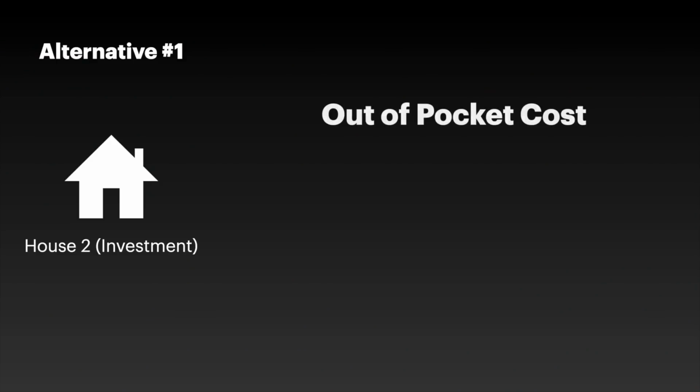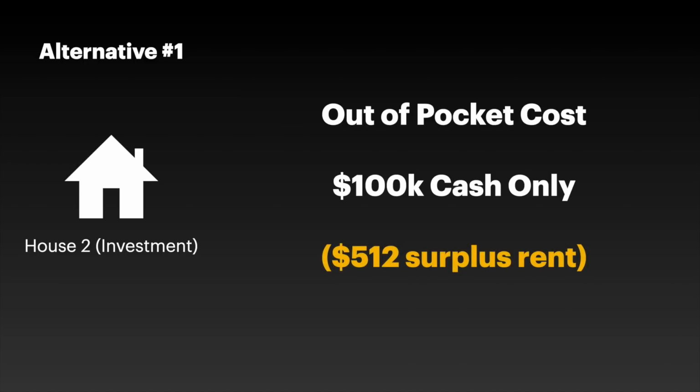And in here, we forked out 100K just like before as a down payment. However, for monthly, we didn't put anything more into this place. We actually got a surplus of $512, but let's ignore that for now. Let's just say our expense out is zero.